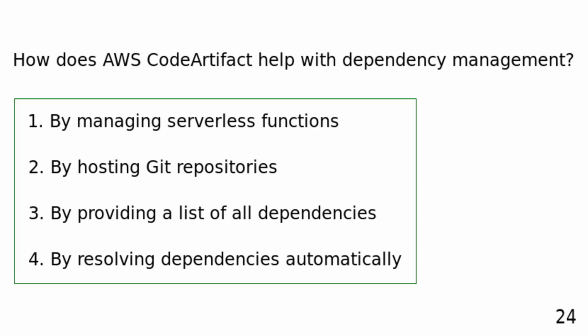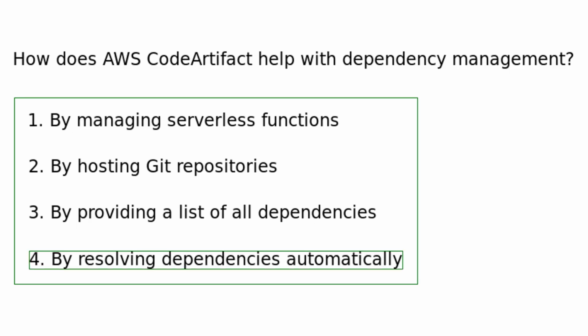How does AWS CodeArtifact help with dependency management? By managing serverless functions. By hosting Git repositories. By providing a list of all dependencies. By resolving dependencies automatically. AWS CodeArtifact helps with dependency management by automatically resolving dependencies specified in your package manifest files.